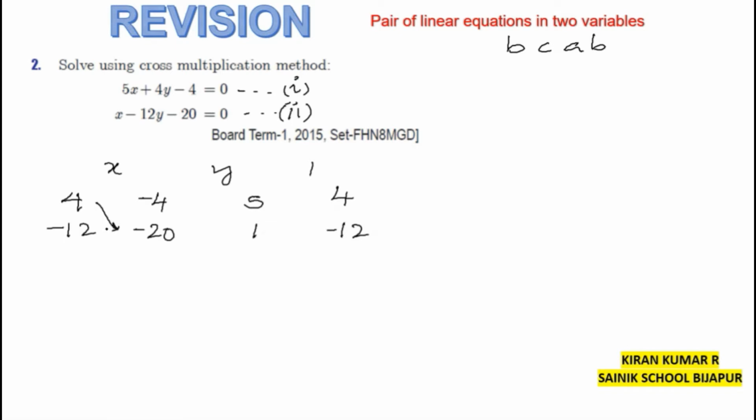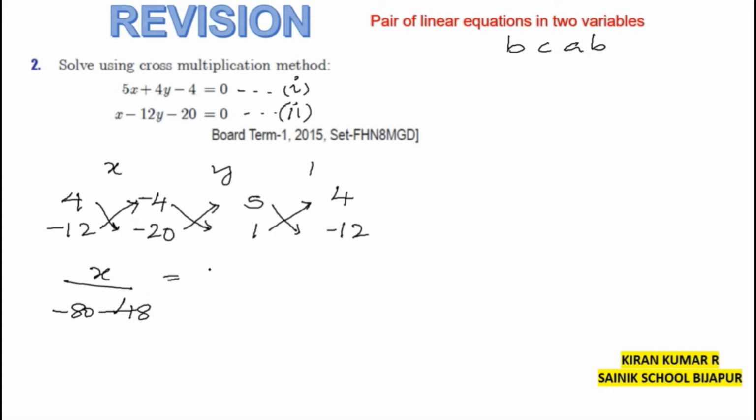Now in the cross multiplication method, we have to follow these arrows. Down the arrow, just multiply. Up the arrow, take the product and subtract from the previous one. So x divided by minus 20 multiplied by 4 will become minus 80, minus the product of these two, which is 48.